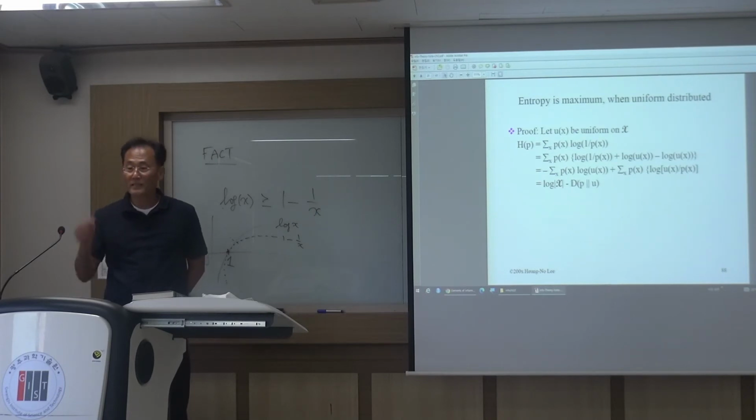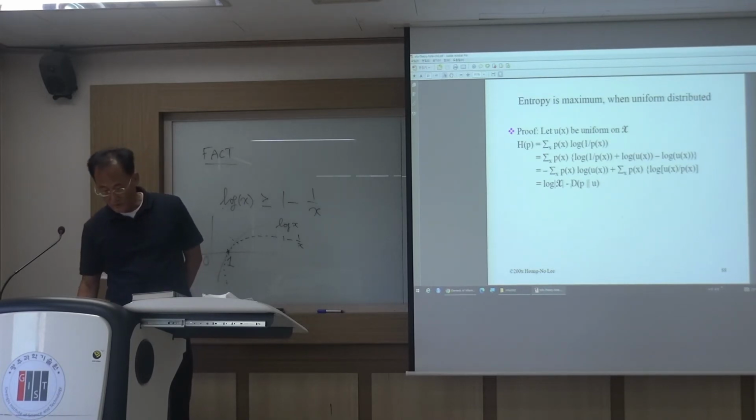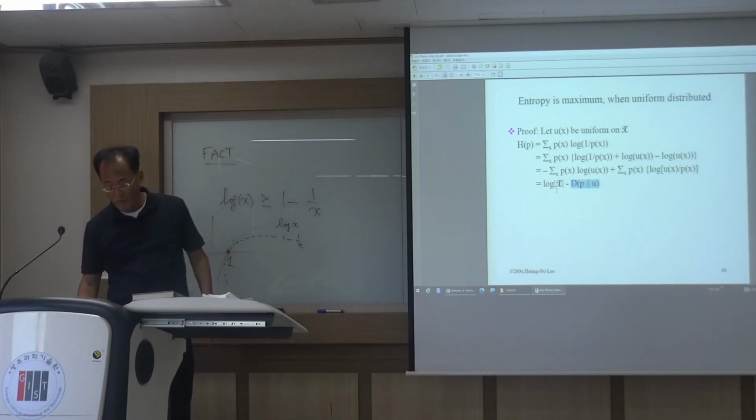What have you said in the previous page about relative entropy? Relative entropy is a non-negative number, so it should be equal to 0 or greater, right? And then we are subtracting it from log of the size of the alphabet. So the maximum should be this one, because we are taking away some positive number from it.